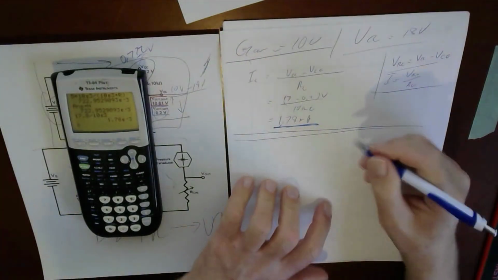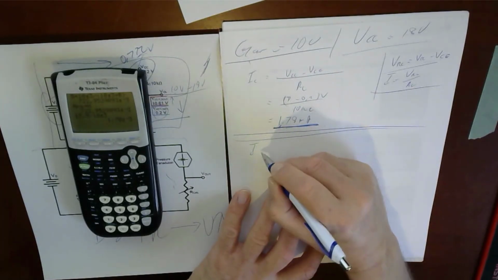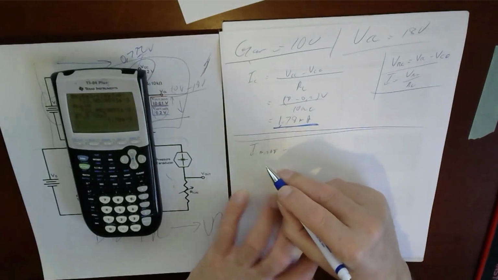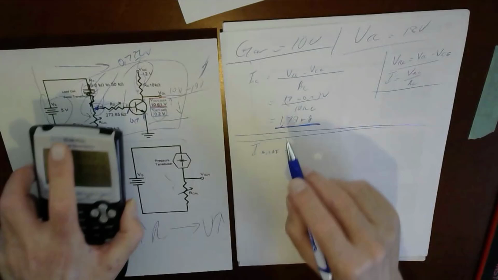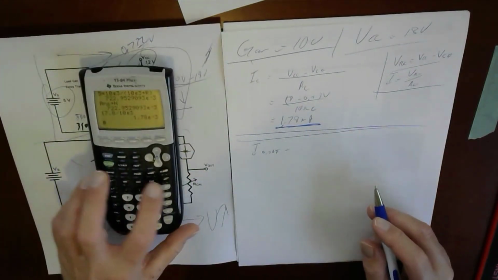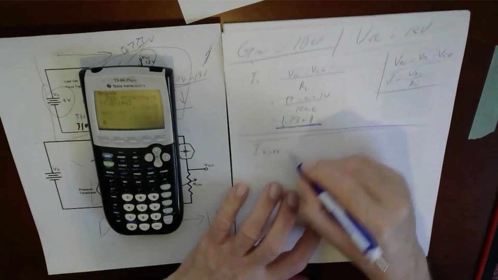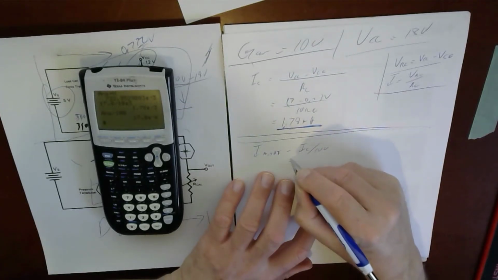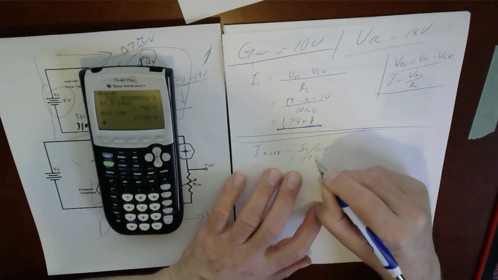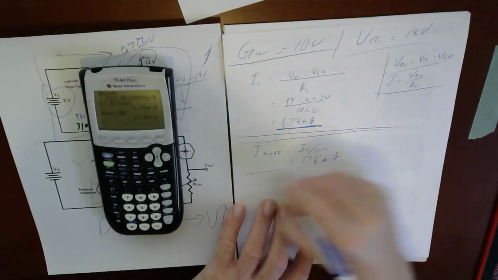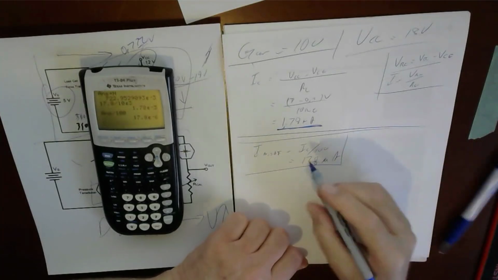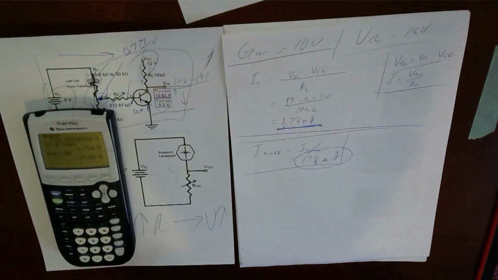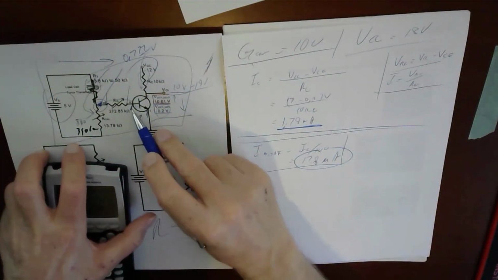Now, if my gain is 100, then my IB sat, the saturation current to make this thing close, is going to be 100 times less than this. So I'm just going to divide this by 100. I sat is IC divided by 100, and that's going to be 17.8 microamps. Again, that is a number that I need. Okay, good. So I now have the current that I need to go through here to saturate this.